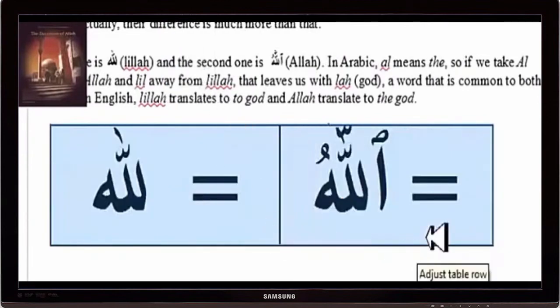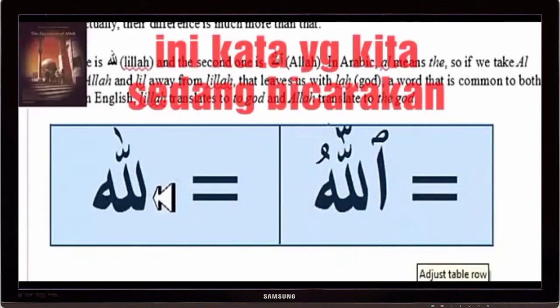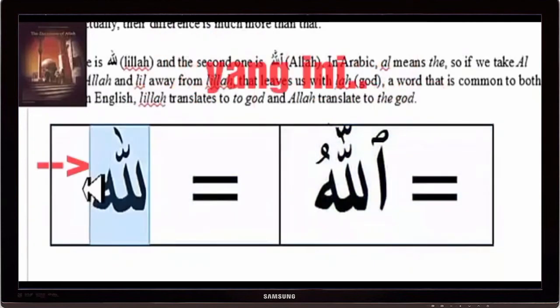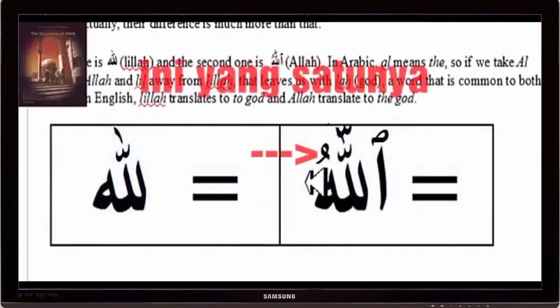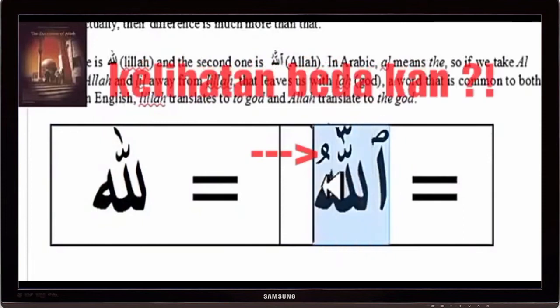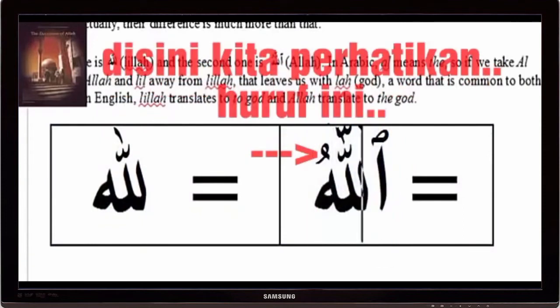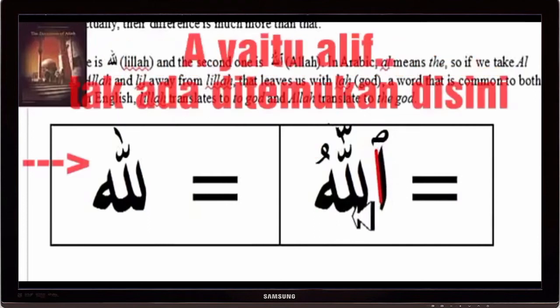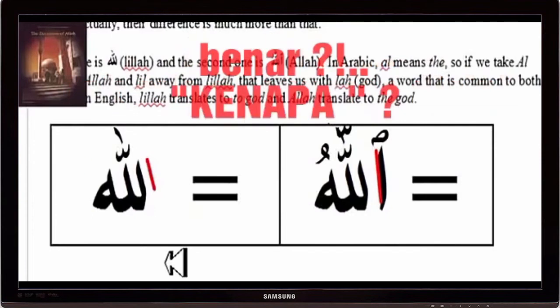Here we go. This is the first word we are talking about. This is one, and this is the other one. Now I'm sure you notice the difference, right? In here we notice that this letter A, which is Alif, does not exist in here. Correct? Why?